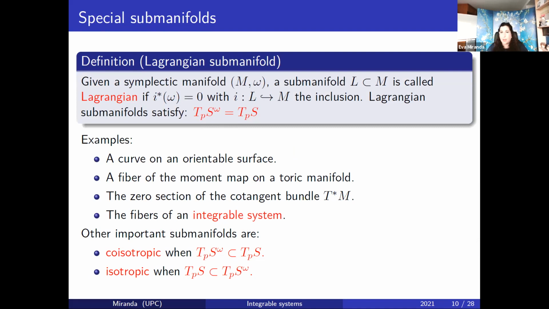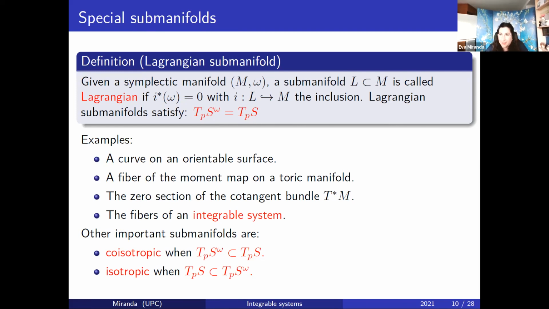Examples: on a surface, any curve is automatically a Lagrangian submanifold. As I said, a fiber of the moment map of a toric manifold. Interesting, the zero section of the cotangent manifold.